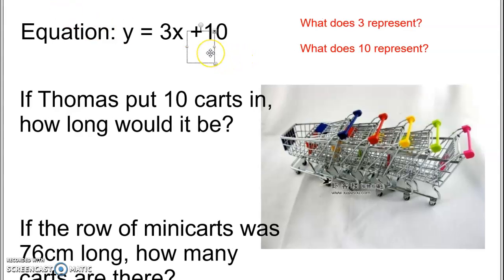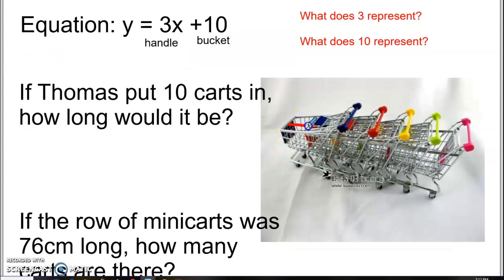So when you're looking at this, the 10 would be the bucket of the first cart, and the 3 would be the handlebars, because when you put them together, you should notice that there is some extra each time from the handlebars of pushing a new cart in. So again, the bucket would be 10 centimeters, and then the handlebars from pushing it in would be 3 more each time. So it would just continue on adding on 3 every time you put a new cart in.